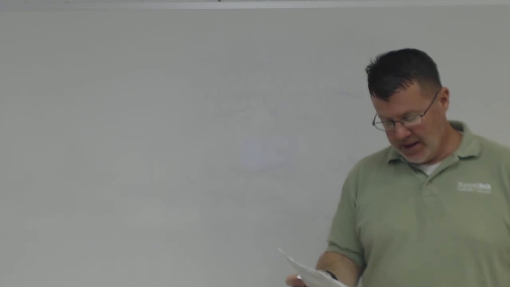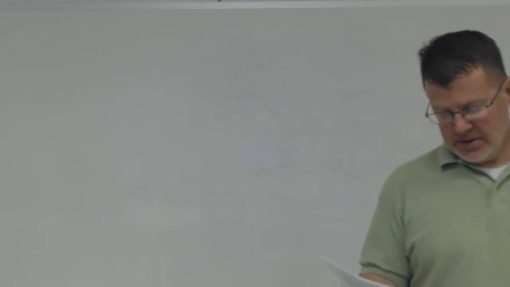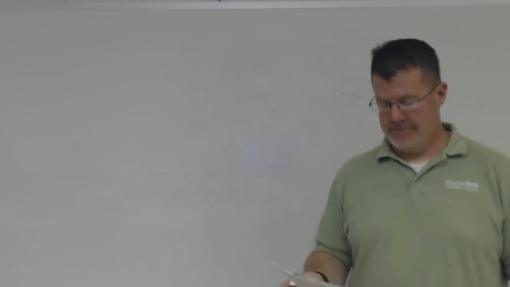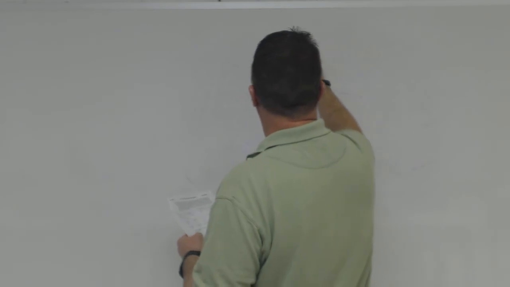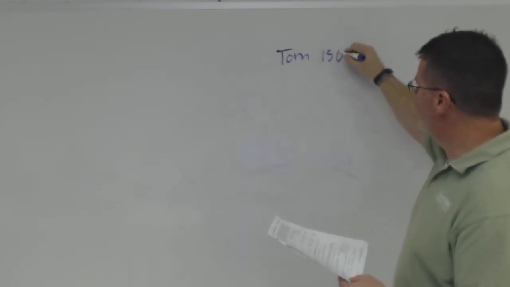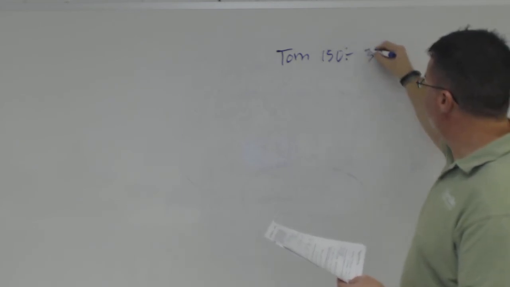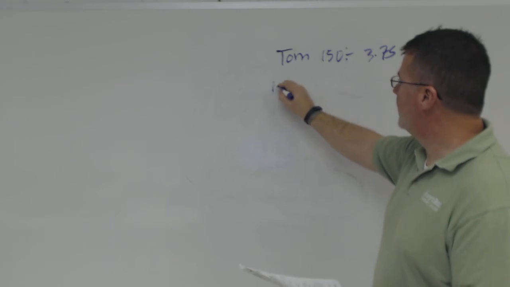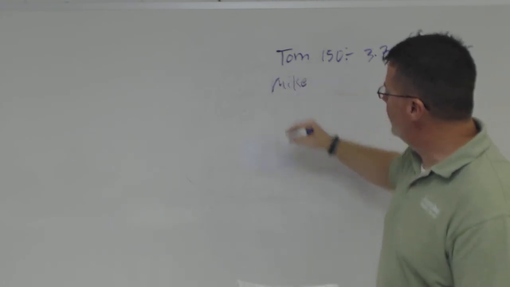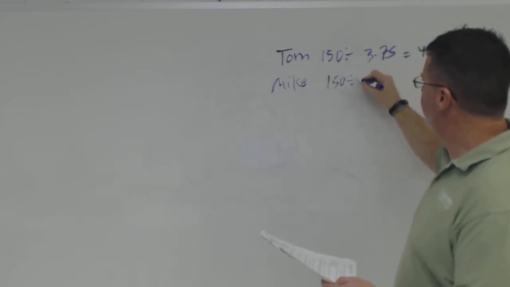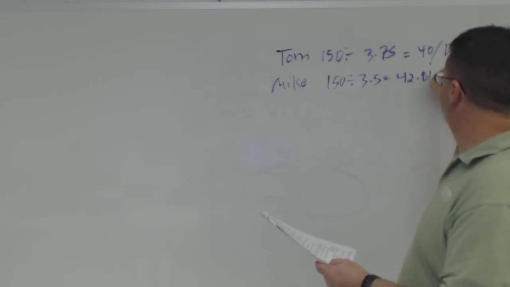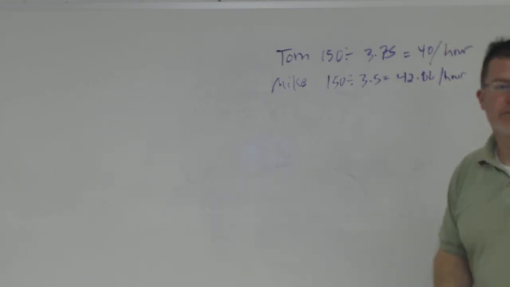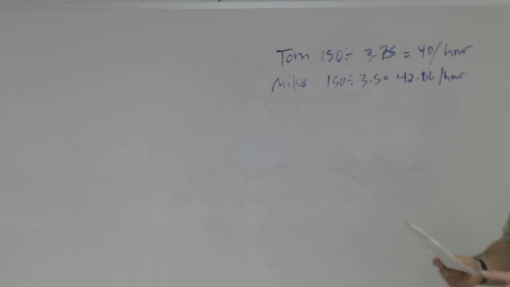All right. If Tom and Mike charged by the hour and each made 150, how much did they charge per hour? I got $40 even for Tom. Correct. And Mike, $42.86. Correct. So Tom is 150 divided by 3.75. That's $40 an hour. Mike, $150 divided by 3.5 is 42.86. Easy enough.